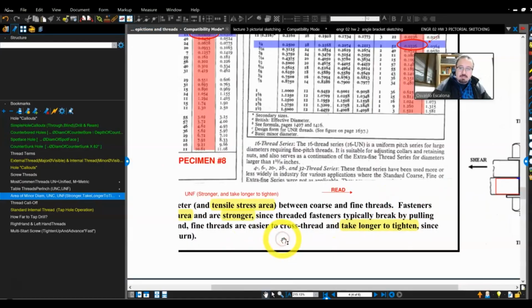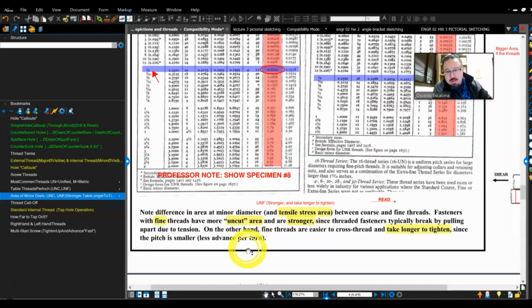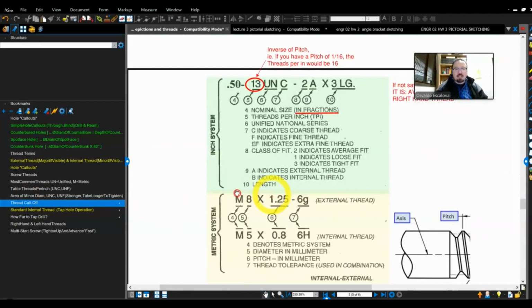Let me see what I wrote here. Note the difference in area at the minor diameter and tensile stress area between the coarse and the fine threads. Fasteners with fine threads have more uncut area and are stronger, since threaded fasteners typically break by pulling apart due to tension. On the other hand, fine threads are easier to cross-thread. The little threads are so skinny and take longer to tighten, since the pitch is smaller. The distance between peak to peak in the thread is smaller, so it takes longer to tighten. Hopefully that makes sense.